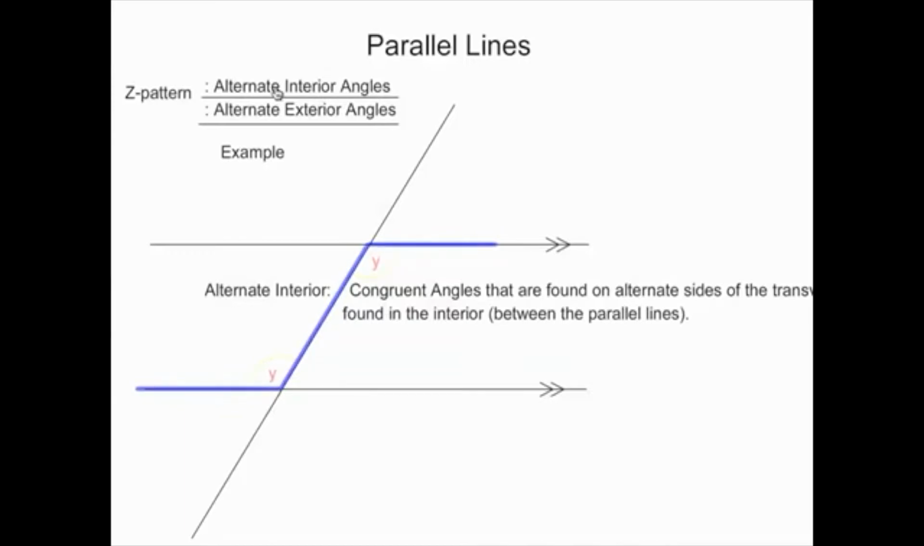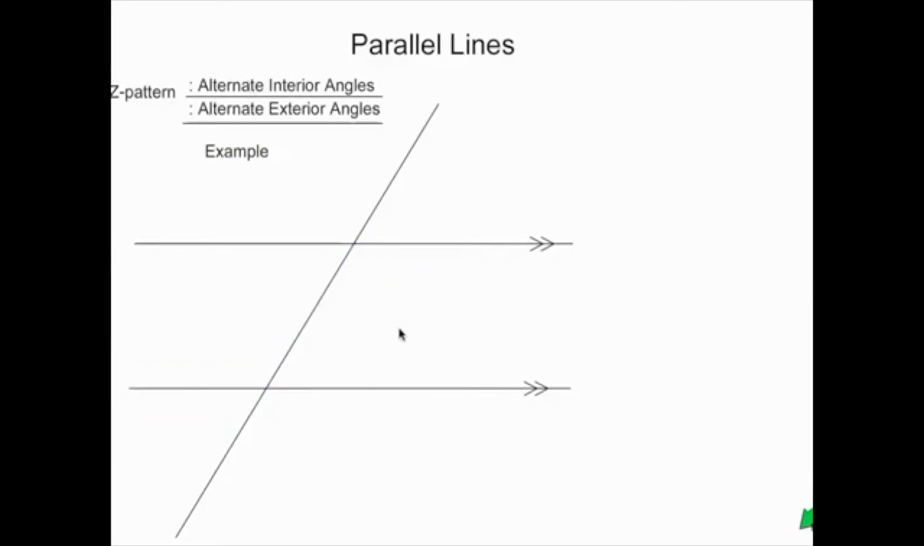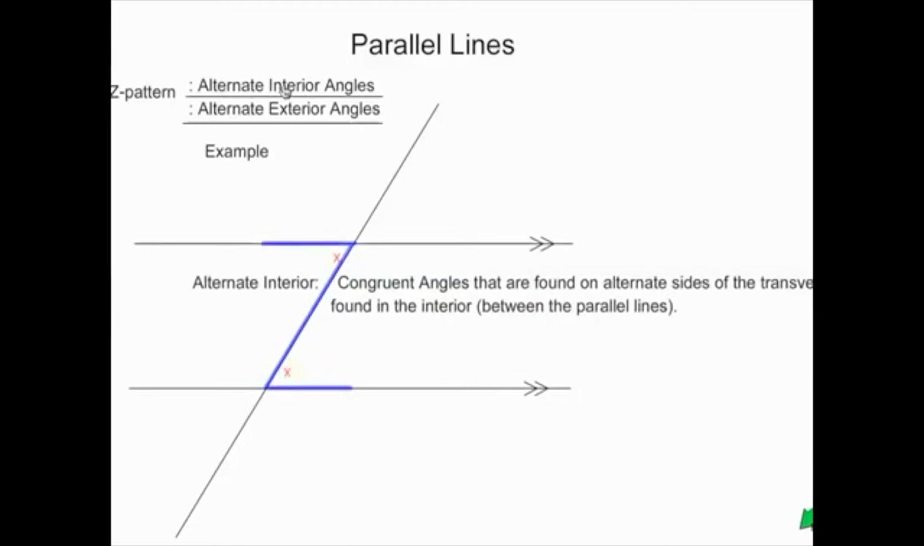Alternate interior angles are congruent angles that are found on alternate sides of the transversal line. They're found in the interior, that's why they're called alternate interior, between the two parallel lines. There's that one, and there's that one. These are both alternate interior. They're on the alternate sides of the transversal line and found in the interior.